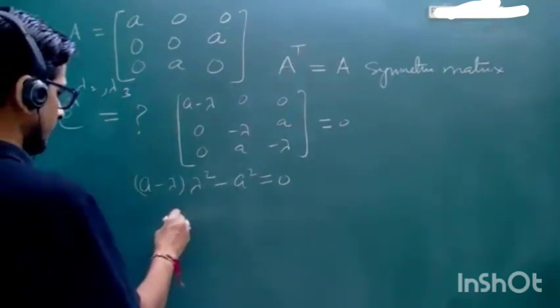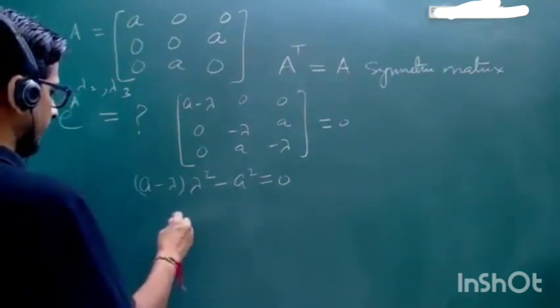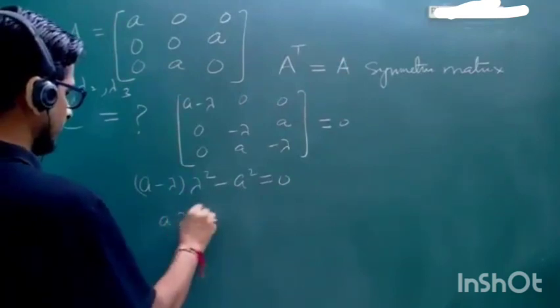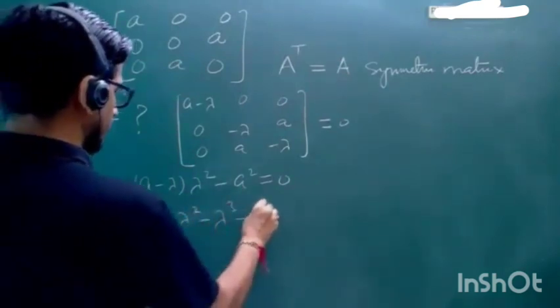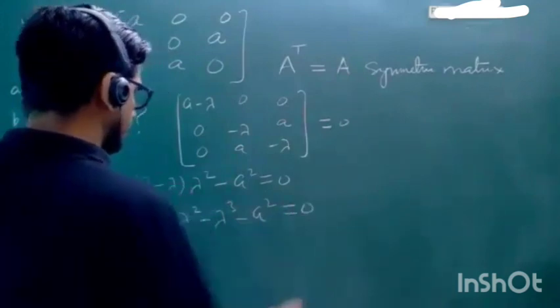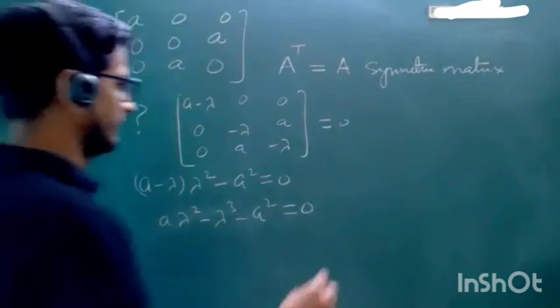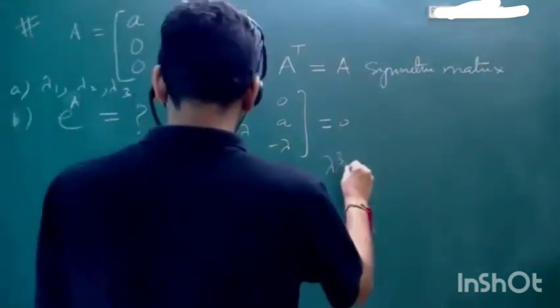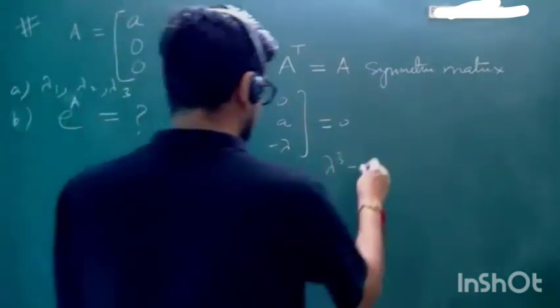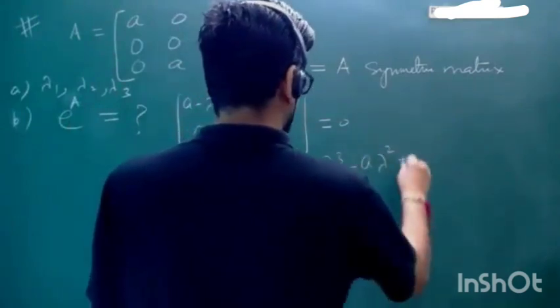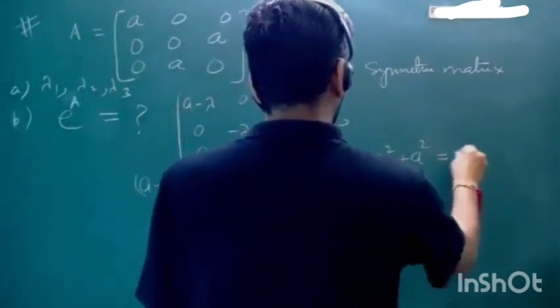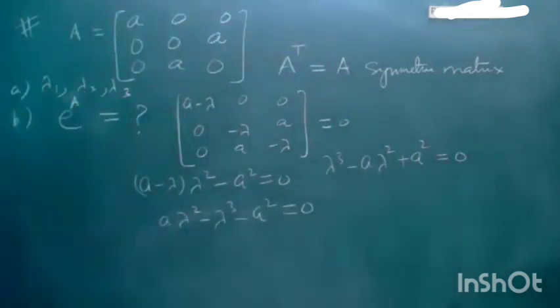So what will be the value? A lambda square minus lambda cube minus a square is equal to 0. If you write it, lambda cube minus a lambda square plus a square is equal to 0. So this is the cubic equation, the solution of which will give you the eigenvalues.